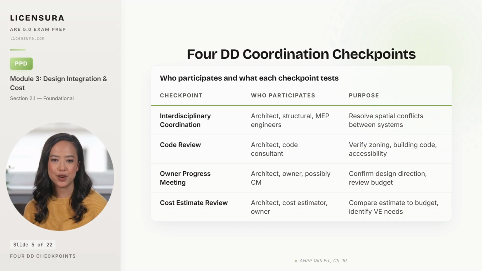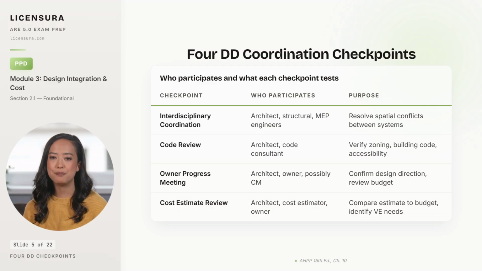4 coordination checkpoints surround the formal DD approval, and the architect is responsible for running all of them. Interdisciplinary coordination brings together the architect, the structural engineer, and the MEP engineers to resolve spatial conflicts between systems. This is where the plenum math gets reconciled and the column grid gets locked. Code review brings together the architect and the code consultant to verify zoning compliance, building code compliance, and accessibility against the more detailed DD design.